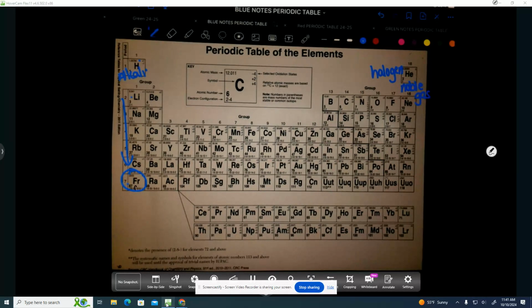Any element that is above atomic number 83 is going to be radioactive on the periodic table. Write that down if you don't have it already. Any element above 83. So they'll never ask you about 83. So 84 and higher, it's radioactive. It's not the only things in the world that are radioactive, but on the periodic table, if it's above that number, it is radioactive.